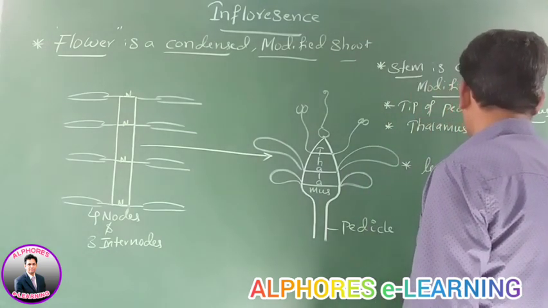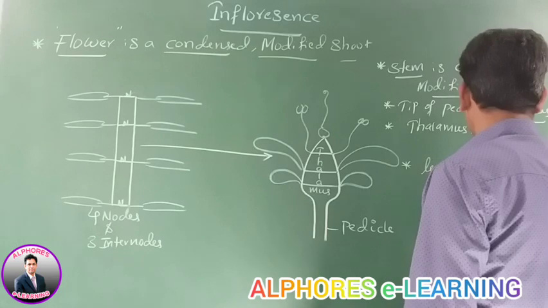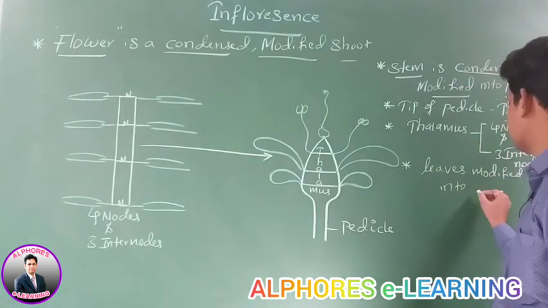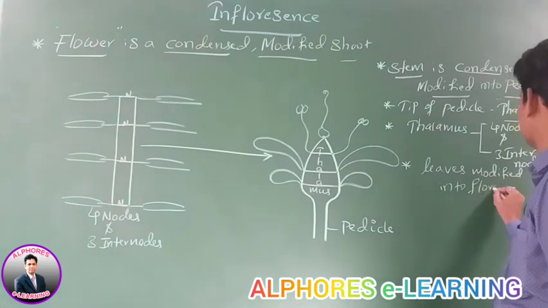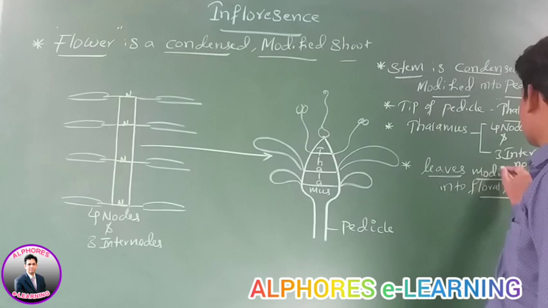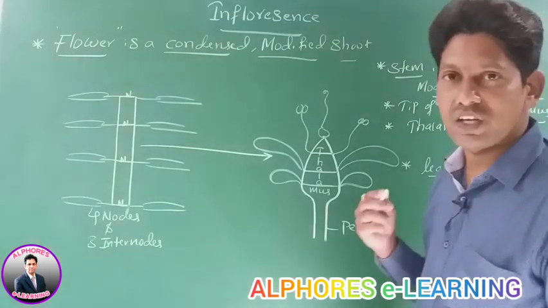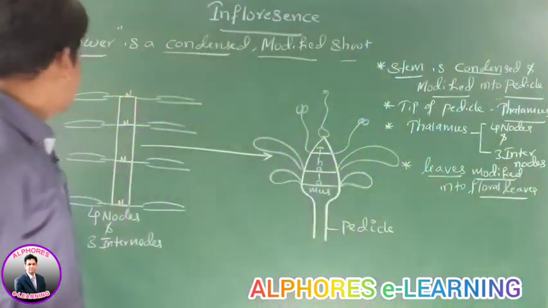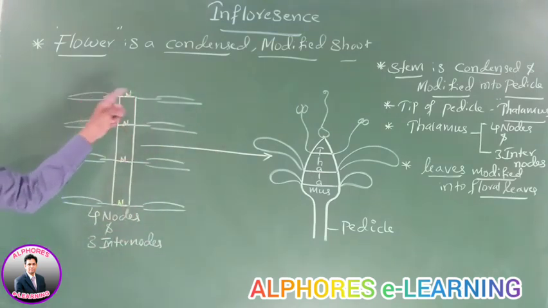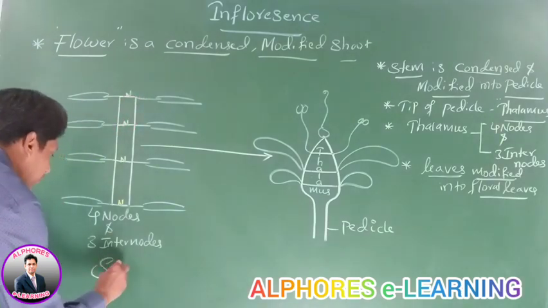Leaves are modified into what, sir? Floral leaves. Leaves are modified into floral leaves. Is this statement okay? Now see here, sir, what is this one? This is a stem, these are leaves. Together called as what, sir? Shoot.